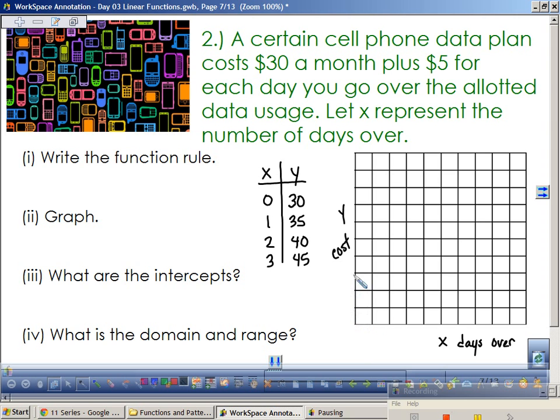So 0, 30, where am I going to go? Let's do by 10, 5? 5, so I'll just say 10, 20, 30? Is that good? Can we do that? We can do whatever we want as long as we do it in a systematic way, right? Okay, so at 0 days over, I get charged 30.